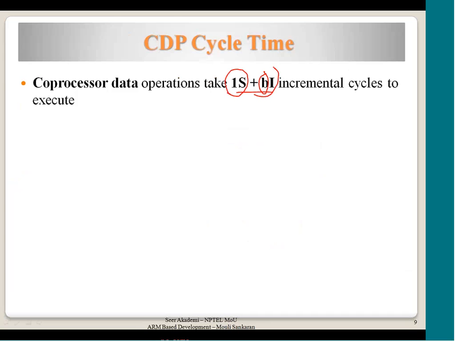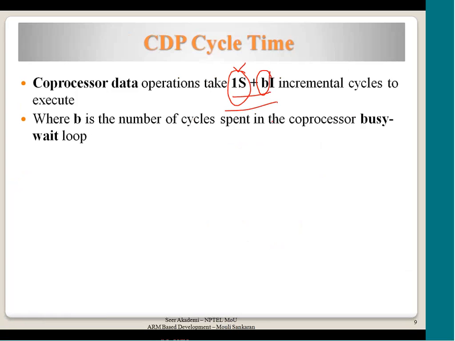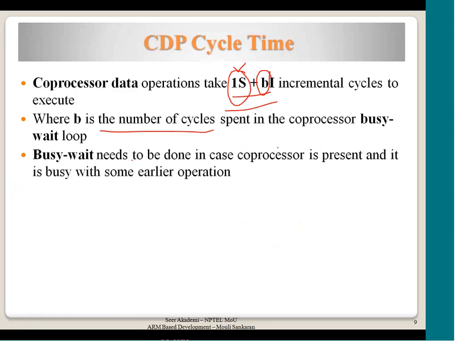I don't want to call it wasting, but of course, if it is a busy wait, it is a waste only. There is a possibility that busy wait is not there. If the coprocessor is free, then this whole thing will be 0. Only one sequential cycle will be taken by the ARM. Immediately, ARM can go to the next instruction. Otherwise, it has to wait this many cycles. So B is the number of cycles spent in the coprocessor busy wait loop. Busy wait needs to be done in case the coprocessor is present and is busy with some earlier operation. I think this is clear to you.